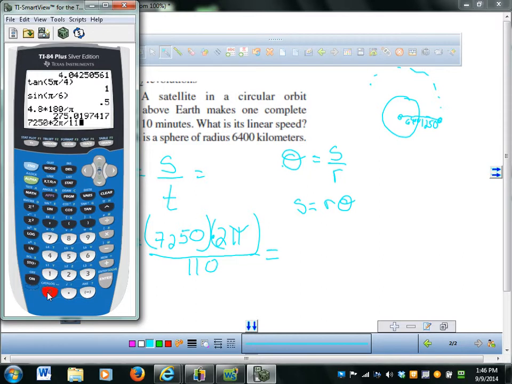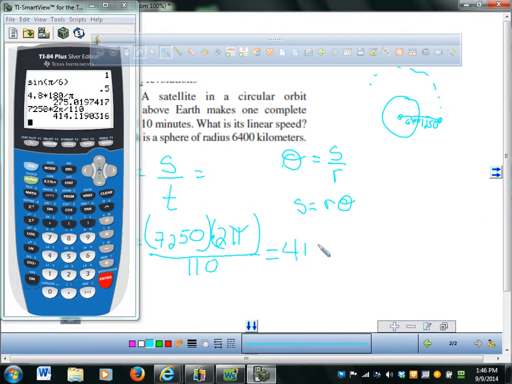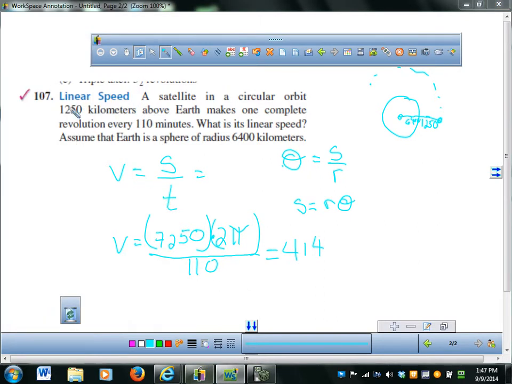You should keep the units on here, okay? And that means that this satellite is traveling at 414, whoops, I see a mistake. That should have been 7650, not 7250, right? 1250 plus 6400, that should be a 6 right there. So I'm going to change that into a 6. Let's try that again, okay?